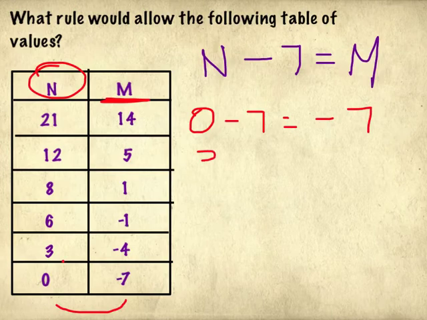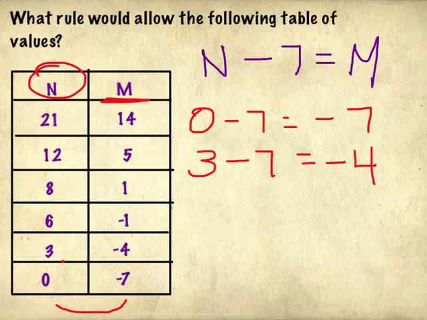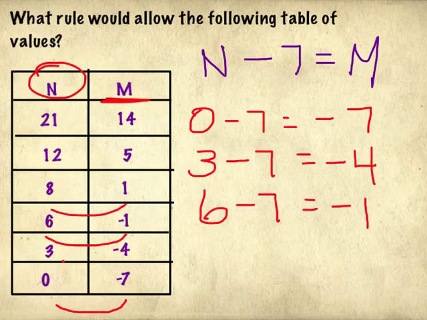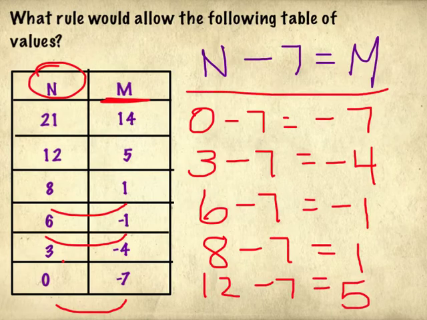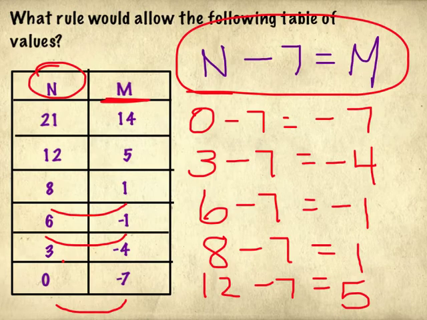So what about 3 take away 7? If I do that on my calculator, it gives me -4. 6 minus 7, if I do that on my calculator, I get -1. 8 minus 7, hopefully I don't need a calculator to know that that's 1. Yes, this is working out. So the algebraic expression here would be N take away 7 equals M.